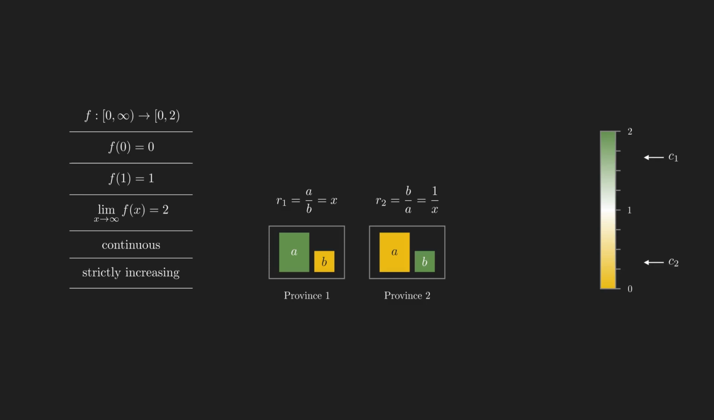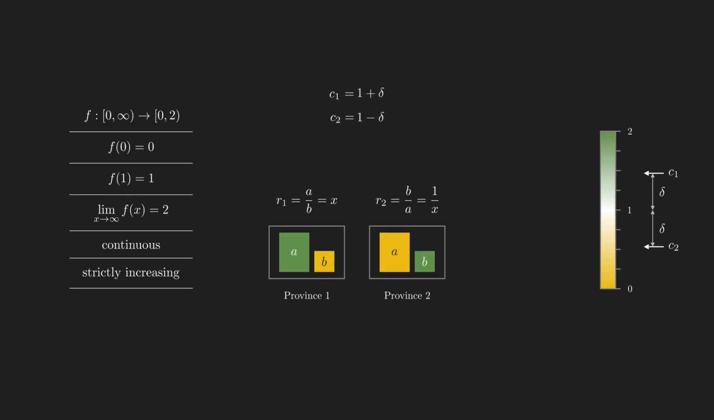This should be reflected in the colors we assign to these provinces. If C1 is a light green, C2 should be a light yellow. If C1 is a bright green, C2 should be a bright yellow. But how can we formulate that? Let's assume the difference between C1 and the middle of the color map is delta. Then C2 should have the same difference in the opposite direction. So we can write these two equations.